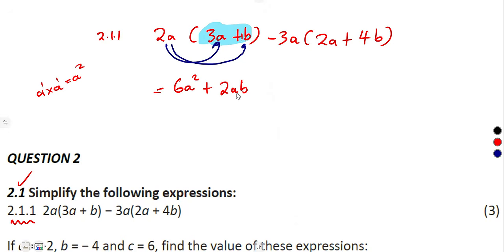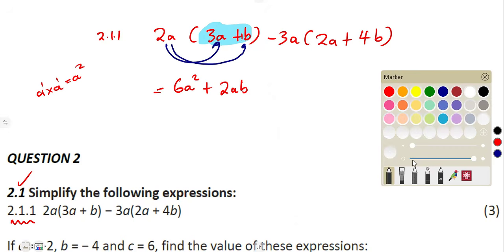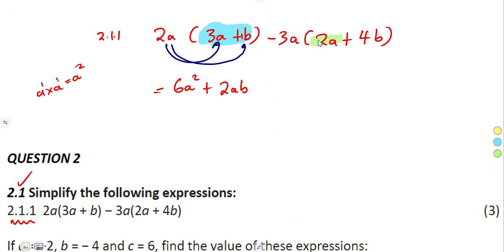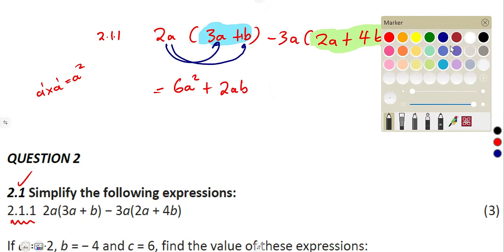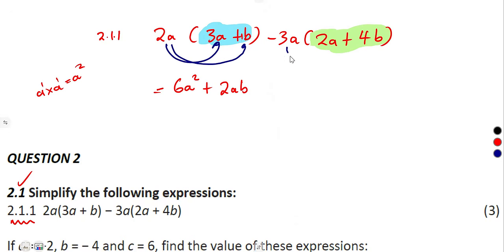Then a times b is ab. Another thing here is this part expanded from this term, minus 3a, as it is. So we're going to use that to expand the second bracket. All the terms inside the bracket will be multiplied by the negative 3a outside. So negative 3a times this is going to be negative 6a squared.